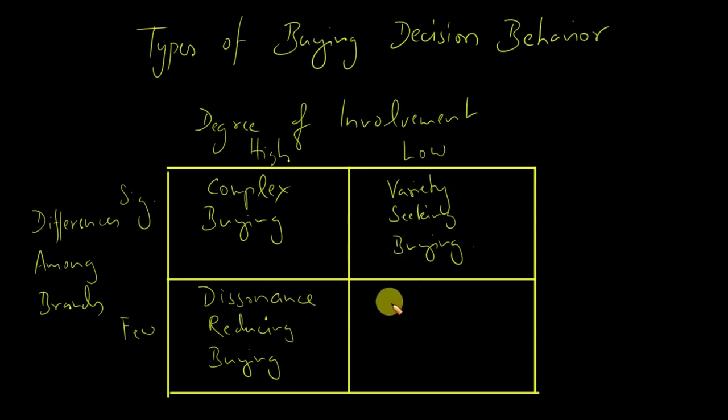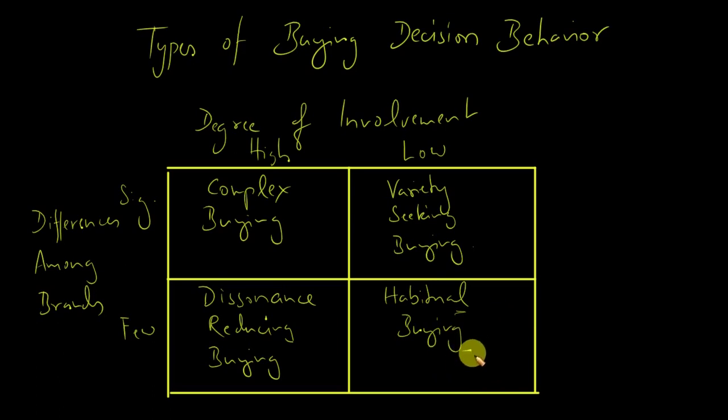The last type of buying behavior is habitual buying. Here, the involvement of the consumer in the purchase is low, as well as the consumer also perceives that there are not many differences among brands. So here the consumers tend to buy same brand again and again as they are habituated to use that brand. This happens, for example, in the case of buying a toothpaste or instant noodles. So in this case, the consumers do not extensively search information about the product and just take the purchase decision.